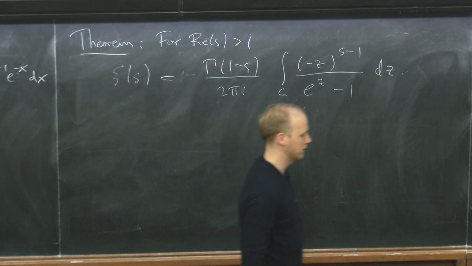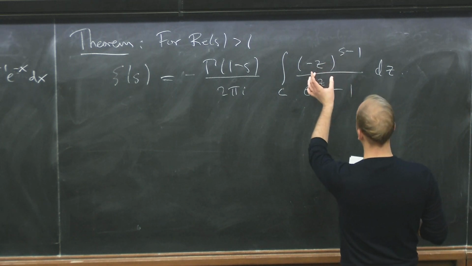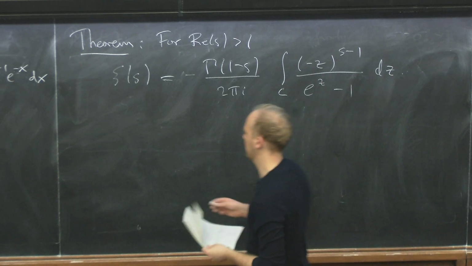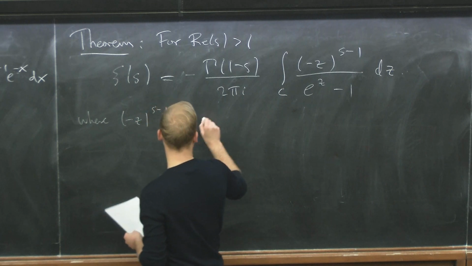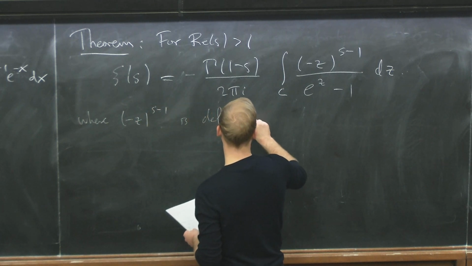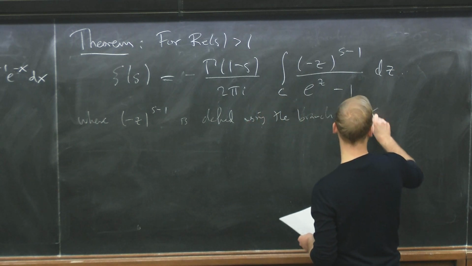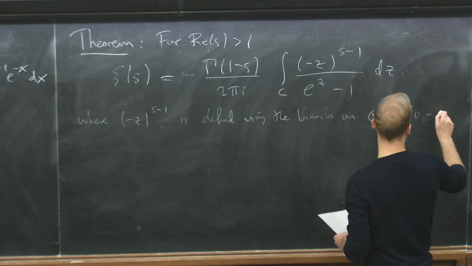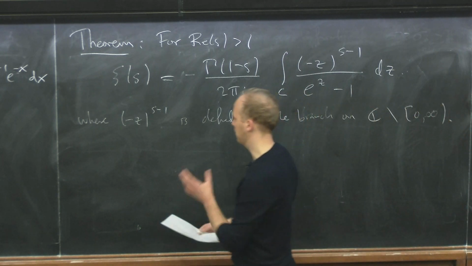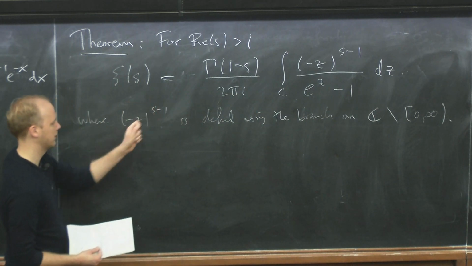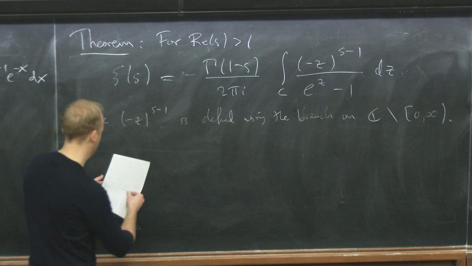And let me just say in words, where (-z)^(s-1) is defined using the branch on C minus 0 to infinity. So we remove the positive real axis in order to define this power function. I don't say more than that.